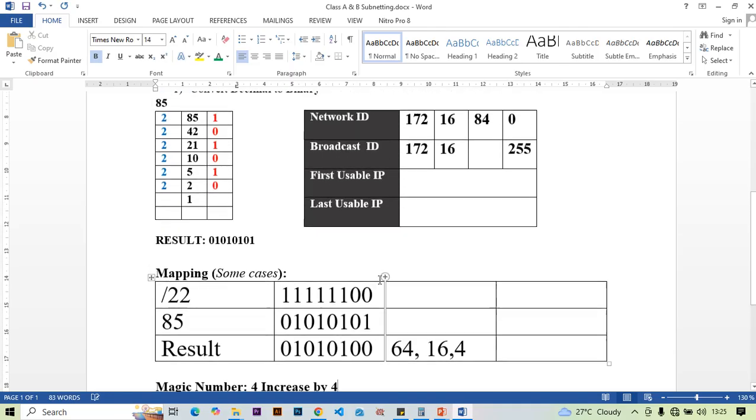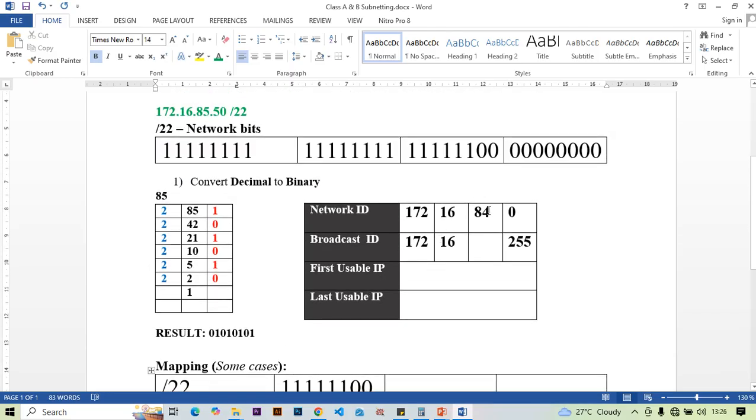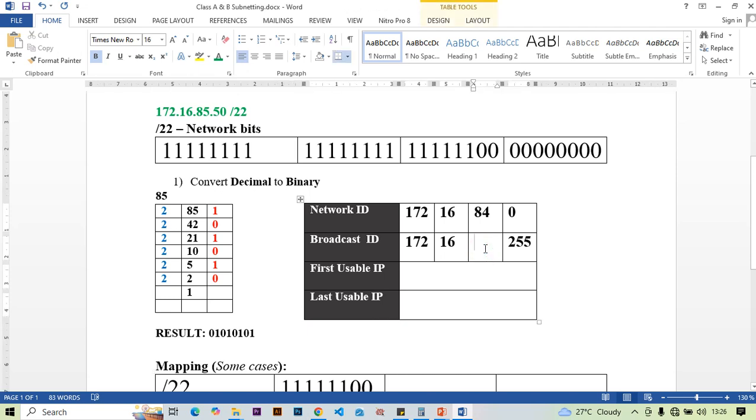This simply means if our magic number is 4, then our network basically increases by 4. So if we add 84 plus 4 and get 88, that 88 is the network ID for the next network. However, to get the broadcast ID, we shall have to say 88 minus 1. We have to subtract the next network ID by 1. So instead of having 88 here, we're going to have 87. Therefore, having found this, the rest now become obvious.